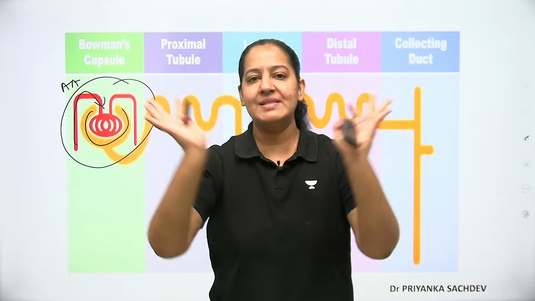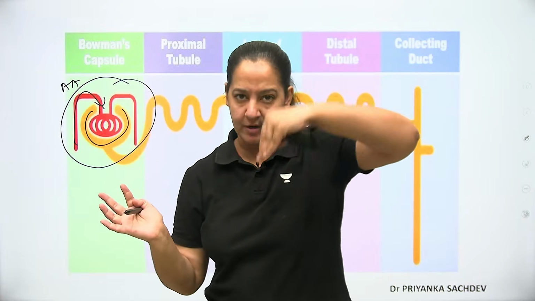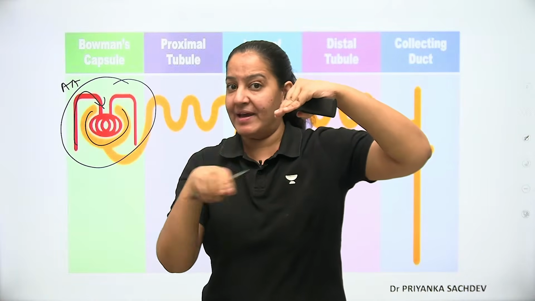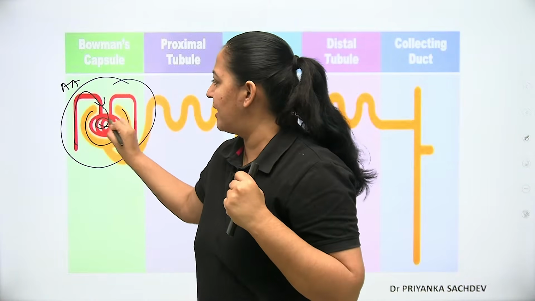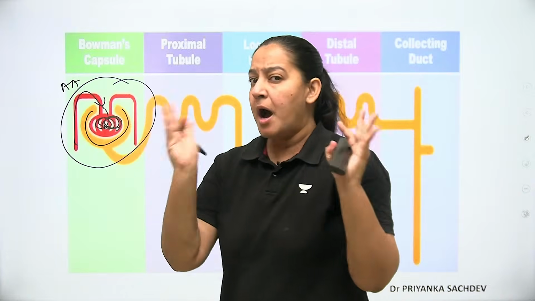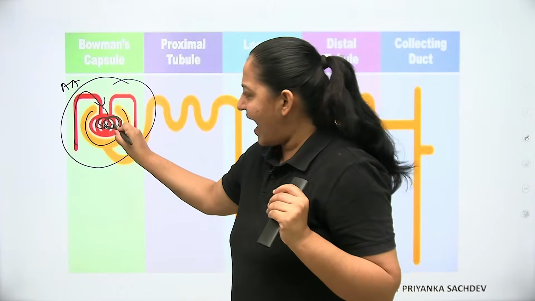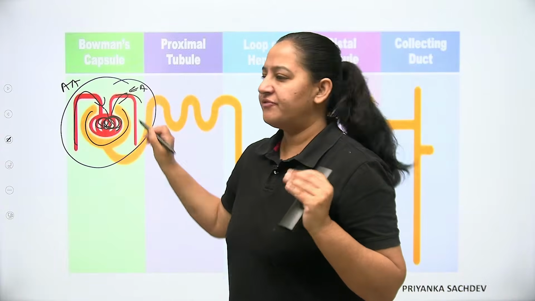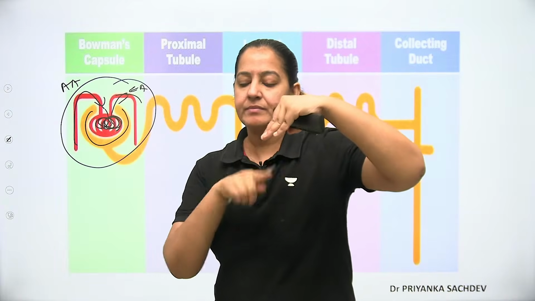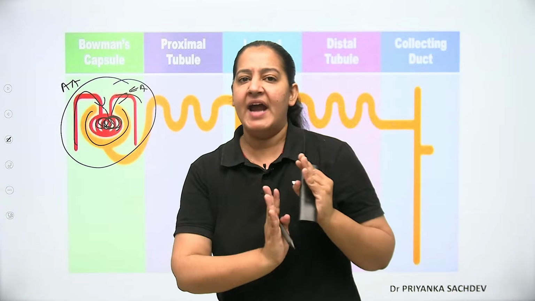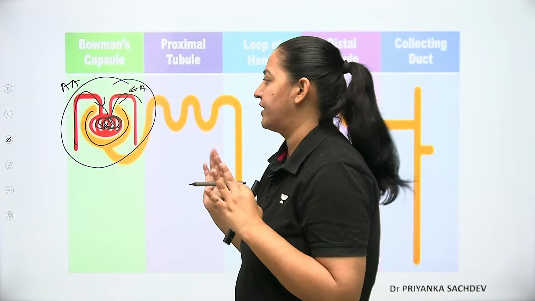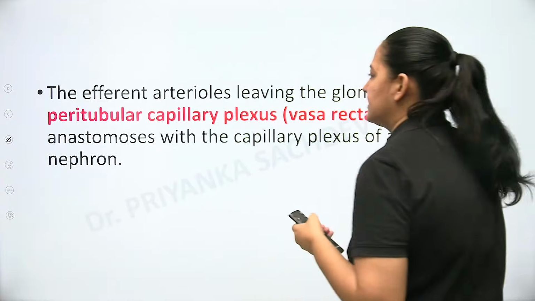Now inside the Bowman's capsule, afferent arteriole comes. It enters and forms multiple capillaries, a tuft of capillaries. Can you appreciate these multiple tufts of capillaries are there? A bundle of capillaries, and then they drain out in the form of efferent arteriole. So first afferent arteriole is coming, forming a tuft of capillary, and exits out as efferent arteriole. Have you got it? Give me a thumbs up if you got it. So okay, this is the thing.